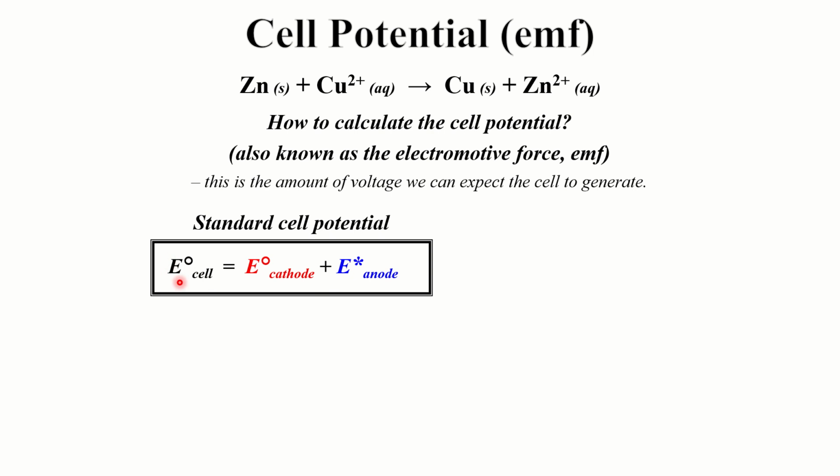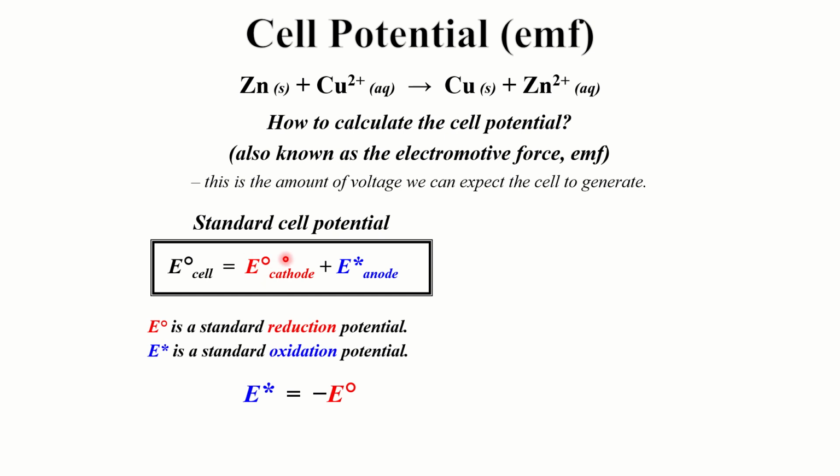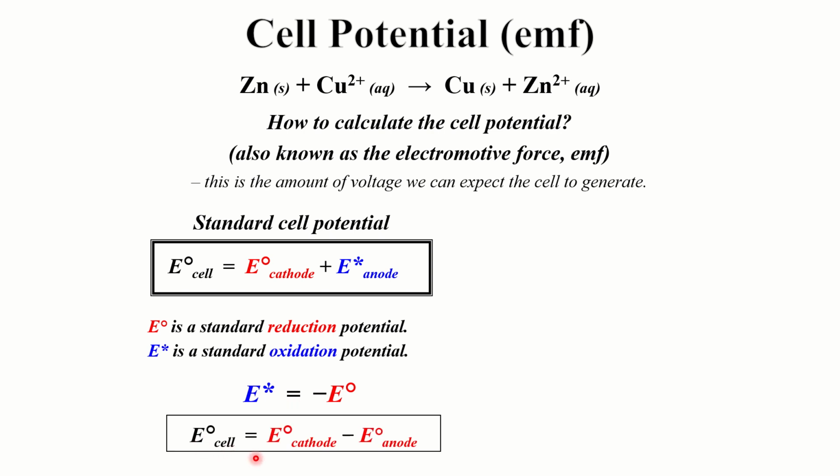So the standard cell potential is equal to the standard reduction potential plus the standard oxidation potential. And I do also want to note that an oxidation potential is just the negative of the reduction potential. So these two values have the same magnitude. Their signs are just flipped since reduction and oxidation are the reversed processes. So you may also see the formula E°cell equals E°cathode minus E°anode. I'm going to use this formula for the rest of my slides, but this is very common as well.